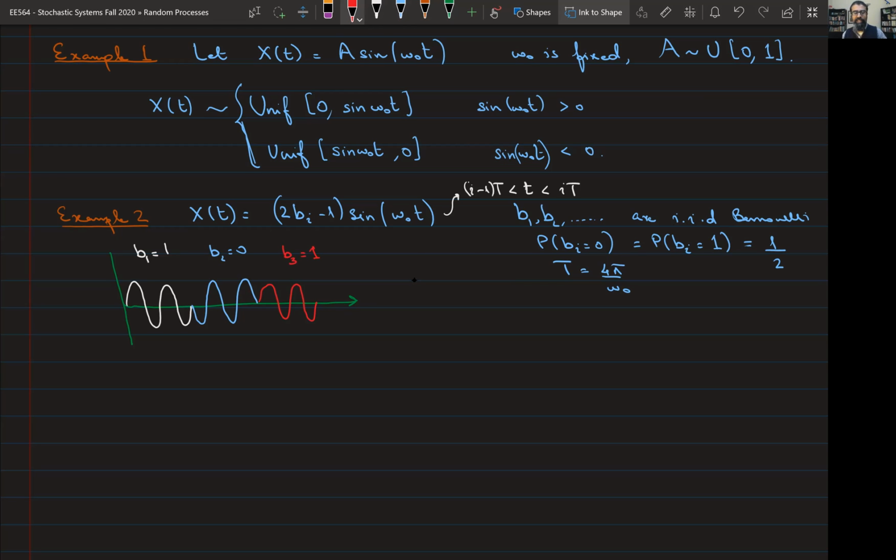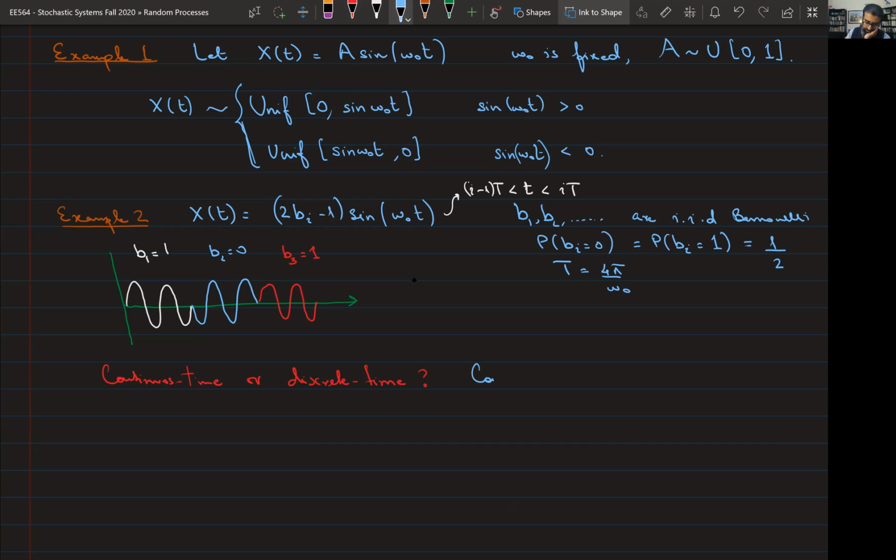Now my question here is, what kind of random process is this? Is this a continuous time random process or a discrete time random process? Is this continuous time or discrete time? So that's my question to you. Is this continuous time or discrete time? Continuous. It's a continuous time.